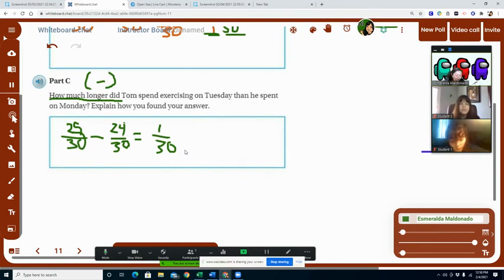So for your explanation, because you have to explain how you found your answer, you just want to say we found the difference from the time spent exercising. We subtracted the numerators, and we kept the same denominator. So our answer was 1/30. Any questions?